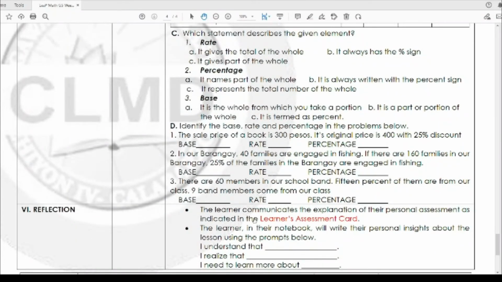Next, the learner communicates the explanation of their personal assessment indicated in the learner's assessment card. So here the learner will write in their notebook their personal insight about the lesson using the prompt below. So again, you will write what you understood from the lesson, what you have realized from the lesson, and what you need to learn more about.